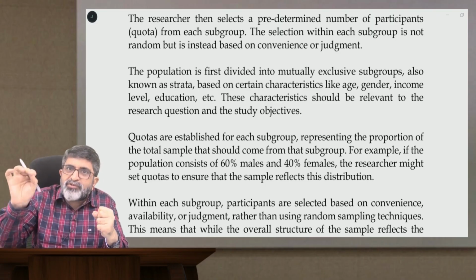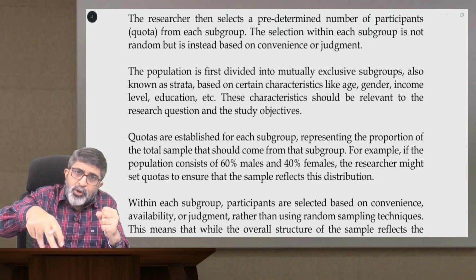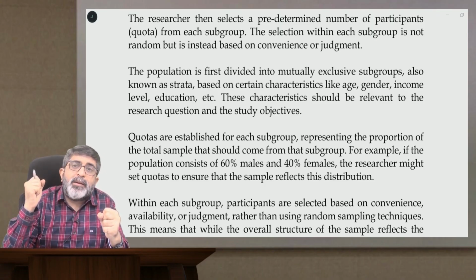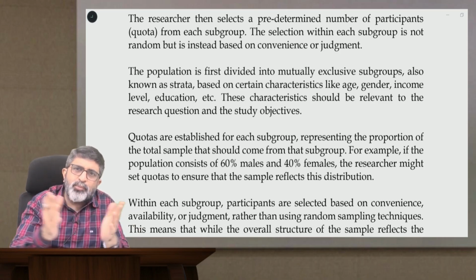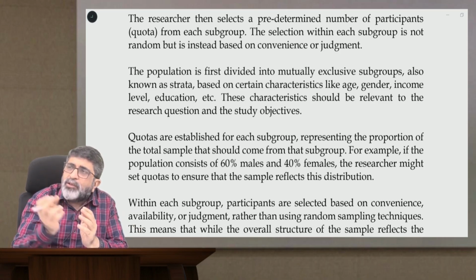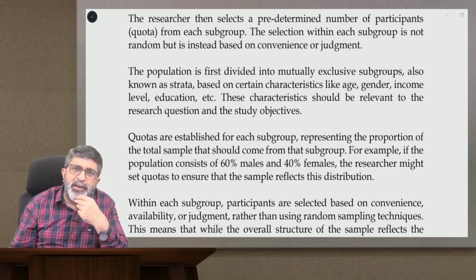That means when it is stratified sampling, but from within a stratum, when you are picking not randomly but using convenience or judgmental sampling, it becomes more or less a quota sampling. So what is the use of the word quota in this particular sampling?